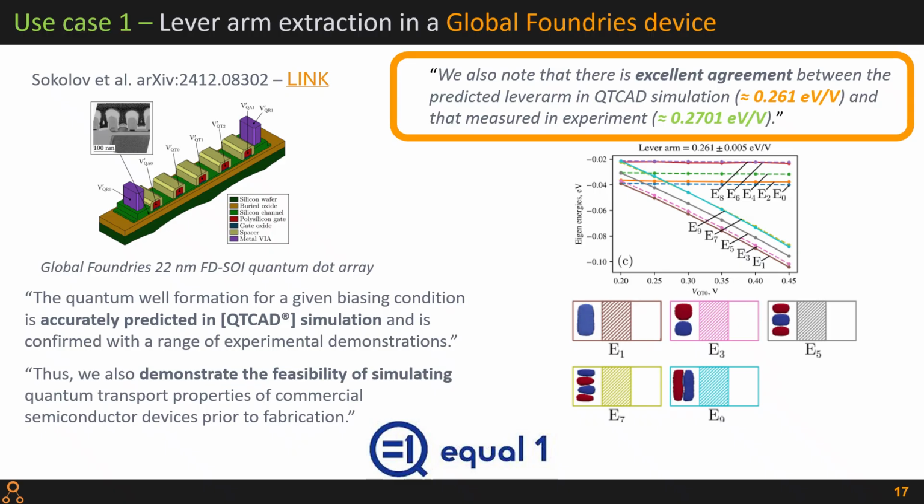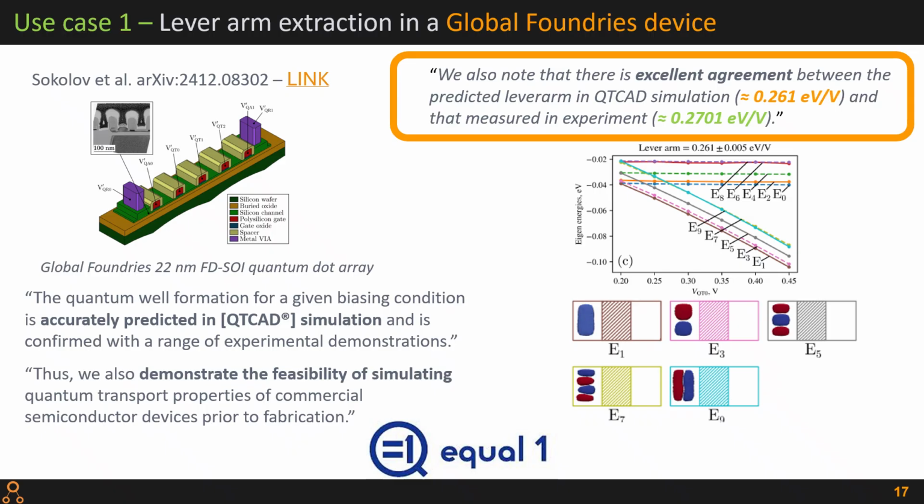Recently, Equal1 published this preprint on the arXiv in which they demonstrated double quantum dot behavior in a GlobalFoundries 22 nanometer FDSOI device. In this preprint, Equal1 describes quantum well formation in the structure and compares experimental results with QTCAD simulations. In particular, Equal1 studies the lever arm of the quantum dots obtained in these structures.